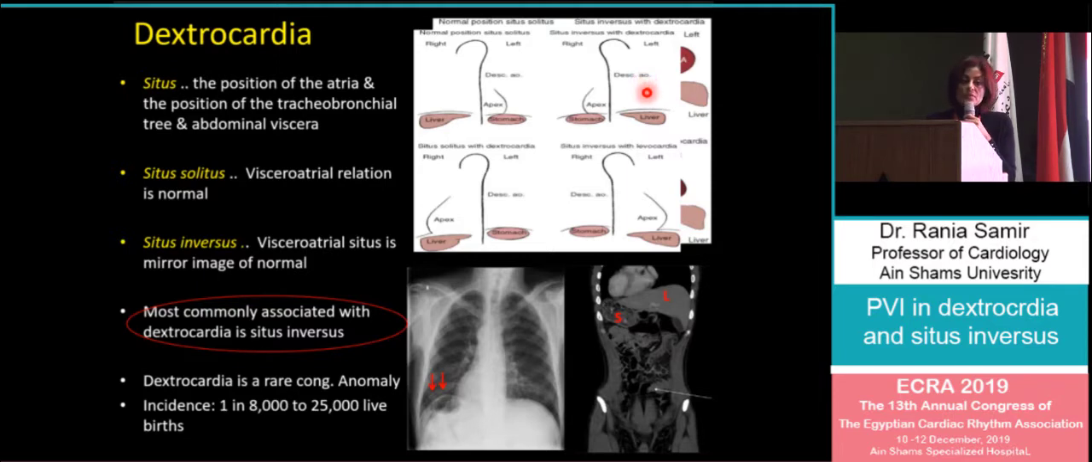It's very rare to see an isolated dextrocardia. And dextrocardia per se is a very rare congenital anomaly, and its incidence is about 1 in 8,000 to 1 in 25,000. So we can say that you cannot see it frequently in your EP lab. It's not an everyday procedure to find dextrocardia or situs inversus and do a procedure in it.